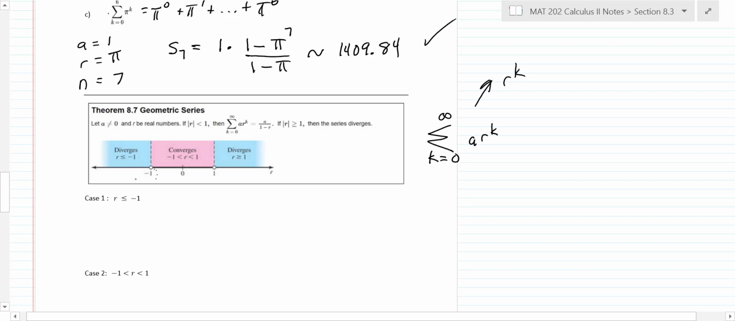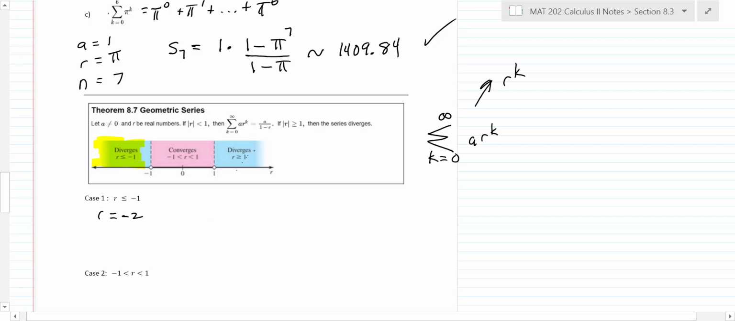And let me explain what happens on this. Let's first look at what happens when you're out here, when r is less than or equal to -1. Let me pick something and show you. Let's say that r is -2. Then I also want to show you what happens when r is equal to -1.